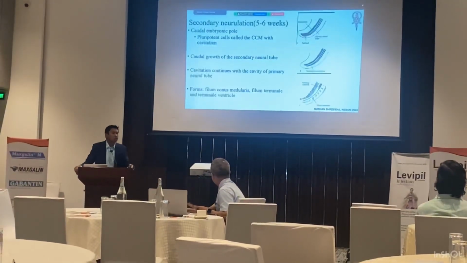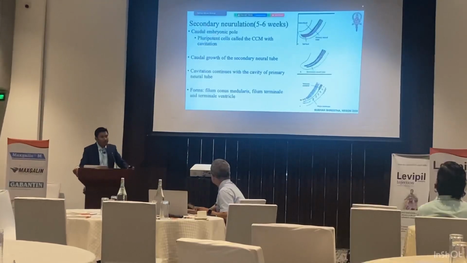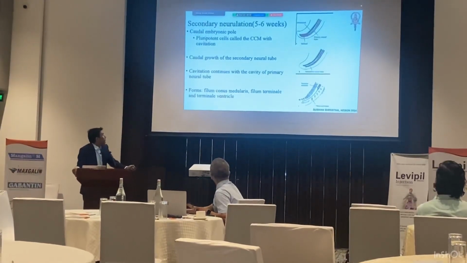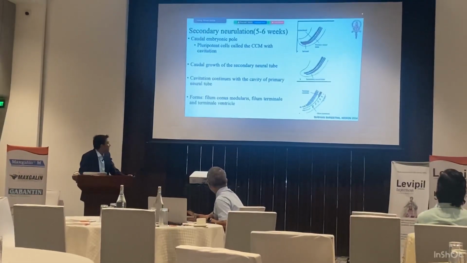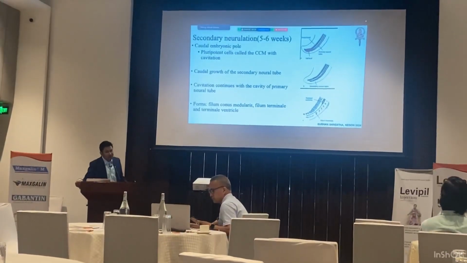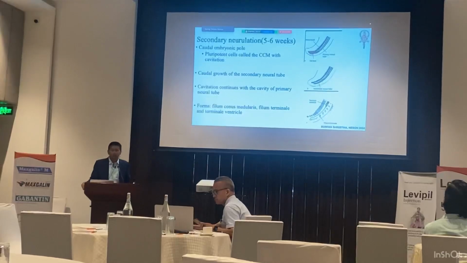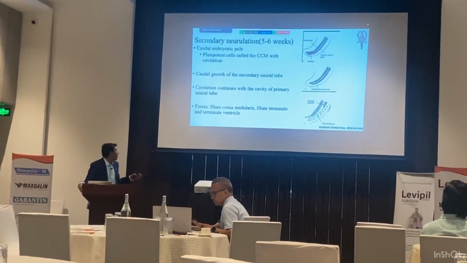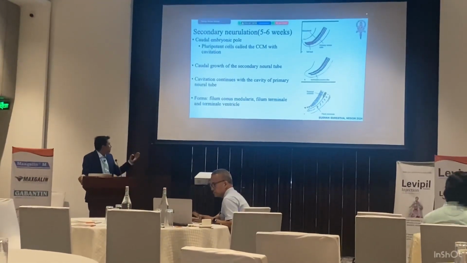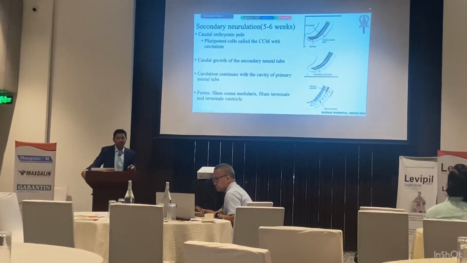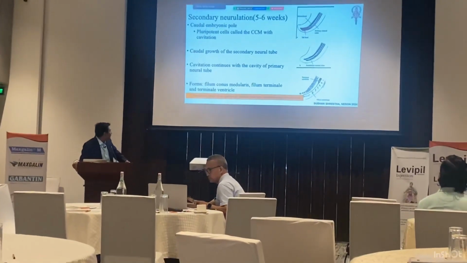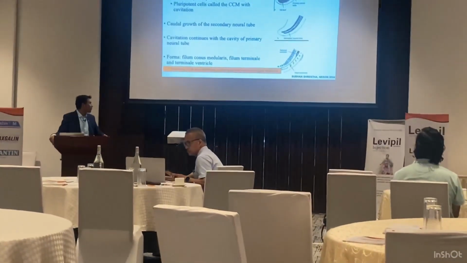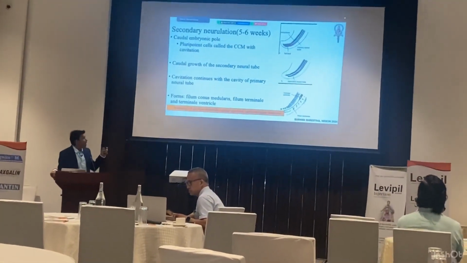So after primary neurulation, secondary neurulation is important, where there will be the formation of the caudal eminence cells, which give the pluripotent cells, and then there will be the cavitation, which fuses with the primary neural tube. And after that, there will be the formation of structures like the filum terminale and the terminal ventricle. So if there is any pathology including filum terminale, caudal agenesis, or sacrococcygeal teratoma, this is all because of the failure of the secondary neurulation.